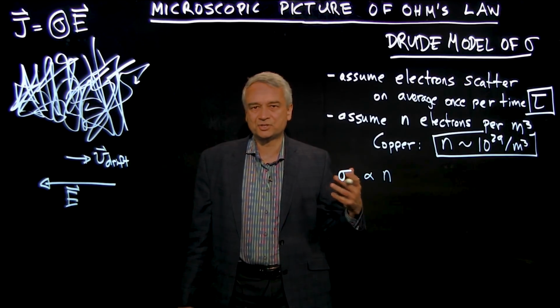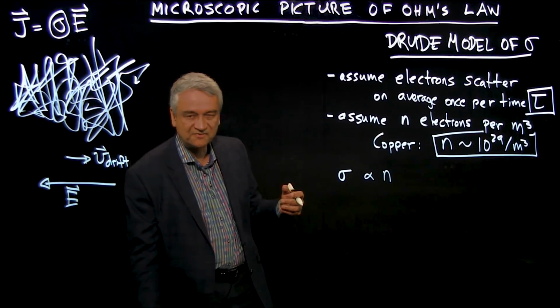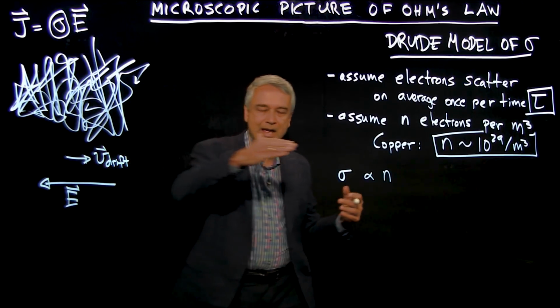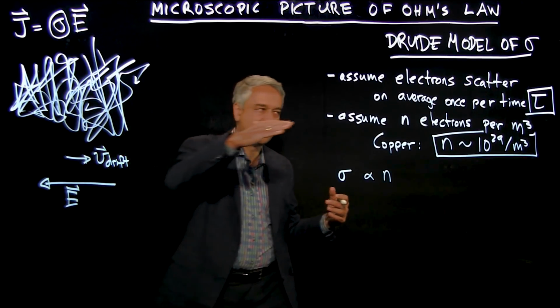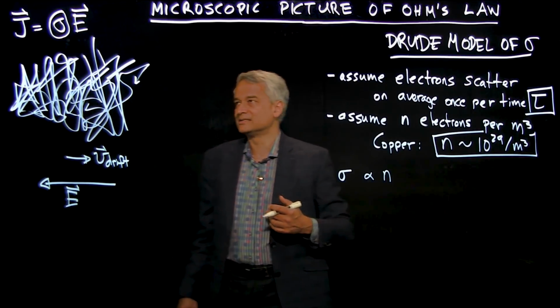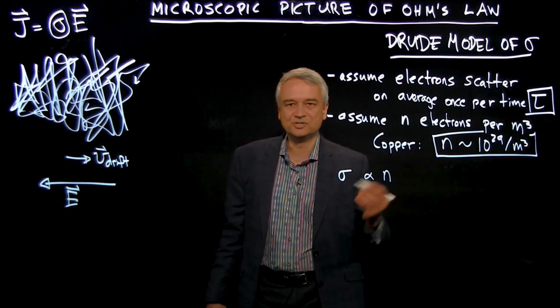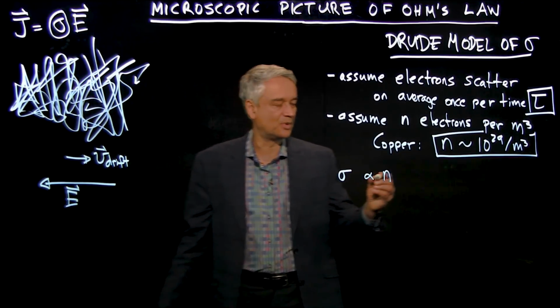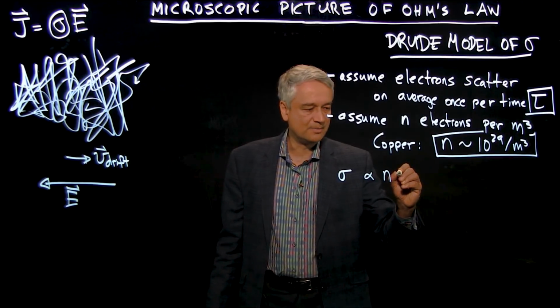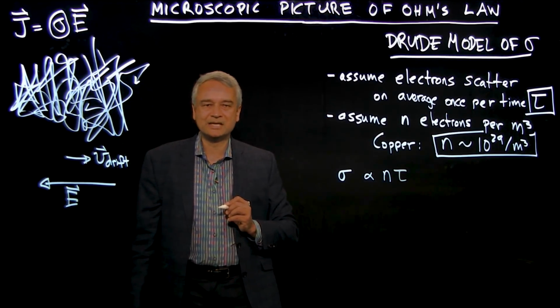Also, although I'm less sure of this intuition, it seems to me that if the electrons fly a long, long way and fly for a long, long time before they get deflected, that's probably going to translate into a large conductivity also. That's just my intuition anyway. You can have different intuition at this point. We'll see whether mine is correct. So my intuition is that sigma should end up being proportional to n times tau.